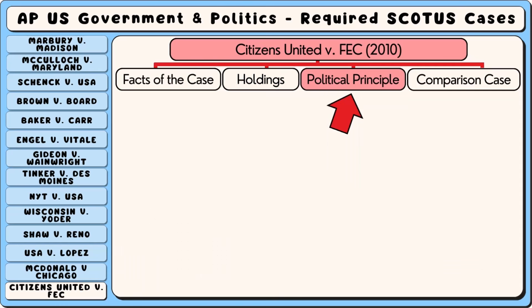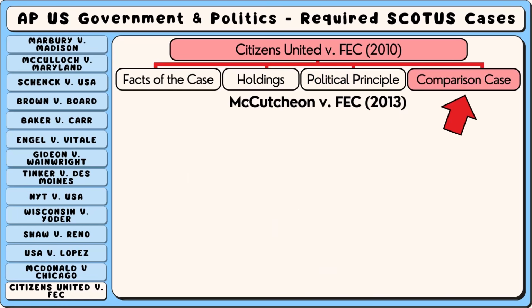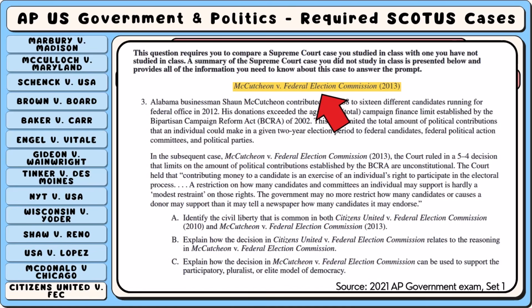Now let's look at the political principle behind this case. The central idea is freedom of speech, especially political speech, which is protected by the Free Speech Clause of the First Amendment. Now let's compare this case to McCutcheon versus Federal Election Commission from 2013. This was the comparison case that students were asked to use in Set 1 of the 2021 AP exam. In the exam, students were asked to identify the civil liberty that is common in both cases, and then explain how the holdings in both cases were similar.